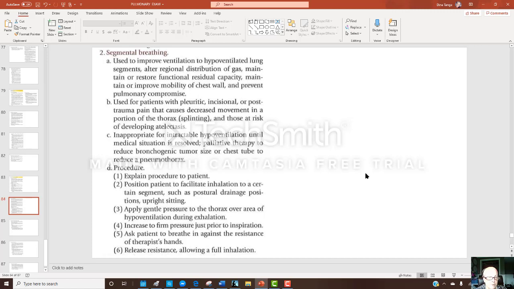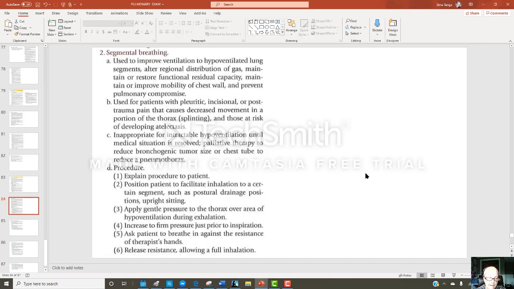Inappropriate for intractable hypoventilation until medical situation is resolved. Palliative therapy to reduce bronchogenic tumor size or chest tube to reduce a pneumothorax.